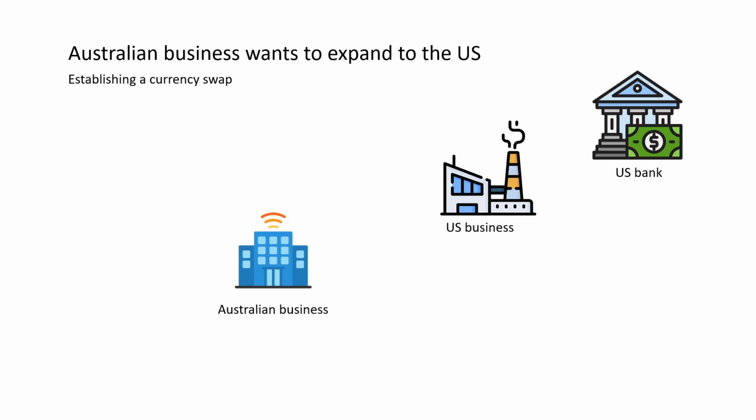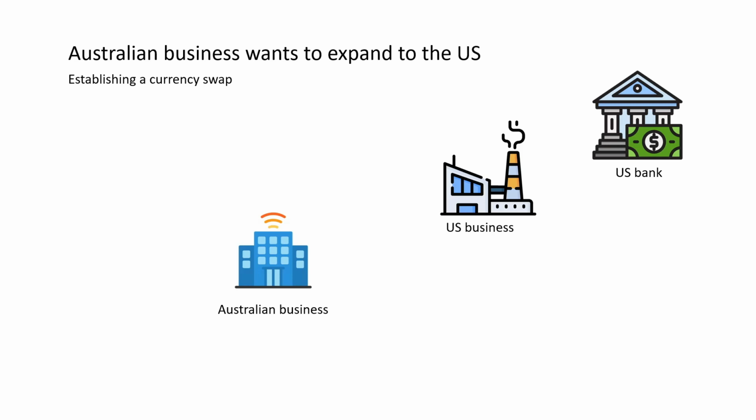having the Australian business pay a higher interest rate. But the US bank would not treat the US business in a similar way as the Australian business, because the US business has a credit reputation with the US bank. So the US business is able to borrow from the United States bank at a lower interest rate. So what's essentially going on here is that the US business can borrow at a lower interest rate than the Australian business if the Australian business wants to borrow from the US bank.